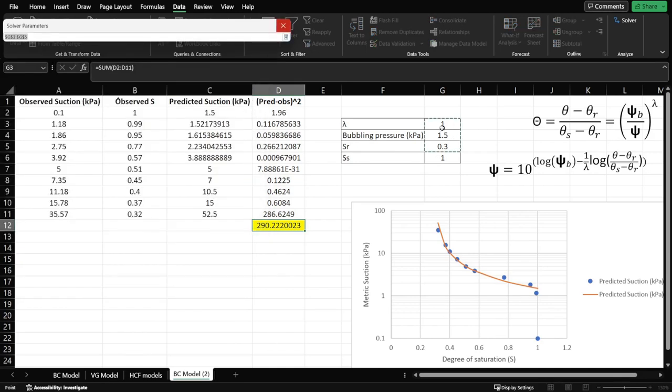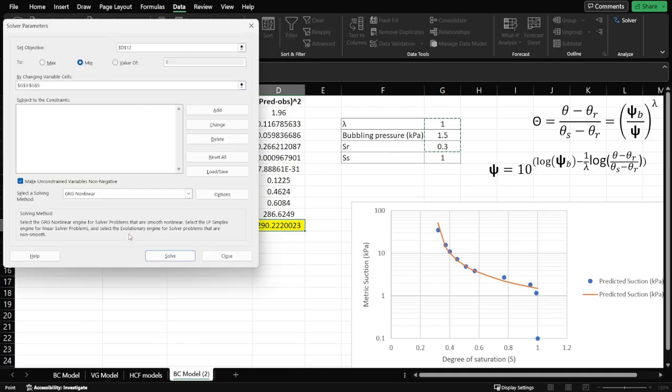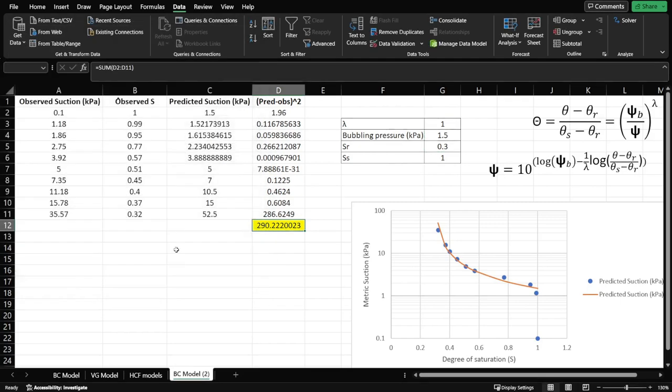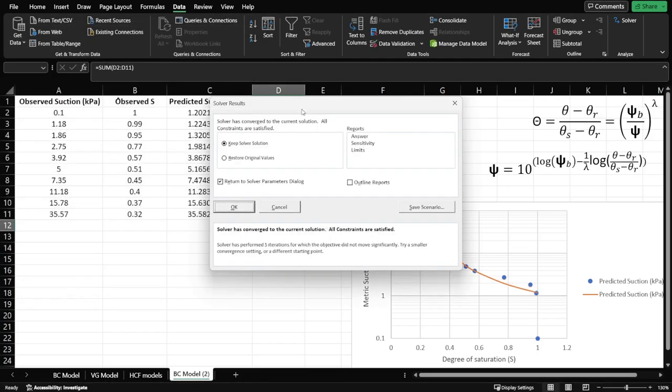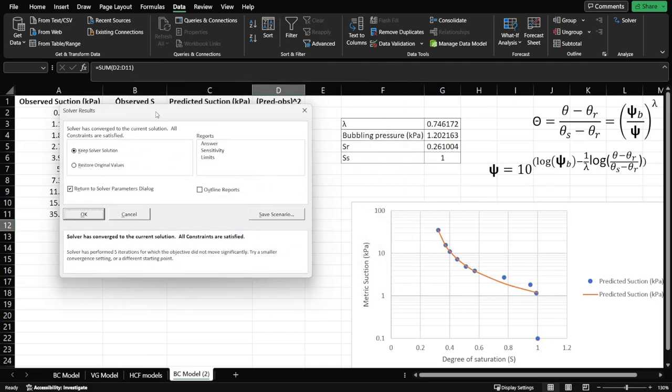What variable cells do we want to change? These three values we want to change. We don't want to change SS, that's going to be 1 only. We want to change the value of lambda, the bubble pressure, and the SR value. By doing this, if we click on solve, it will calculate this optimum model, which is the best fit.